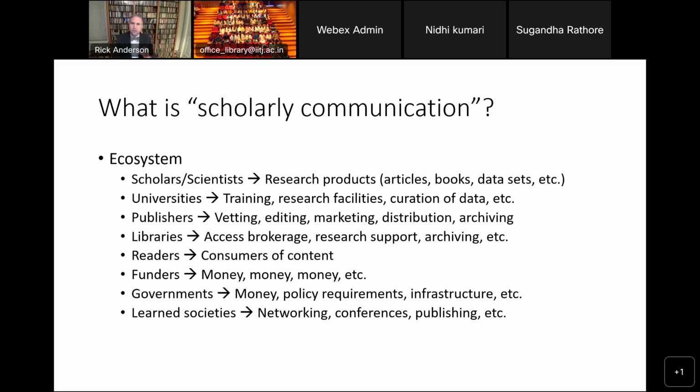So I just want to quickly go through this list of various elements of the scholarly communication ecosystem, some of which will be obvious to you, but some of which might be less obvious.